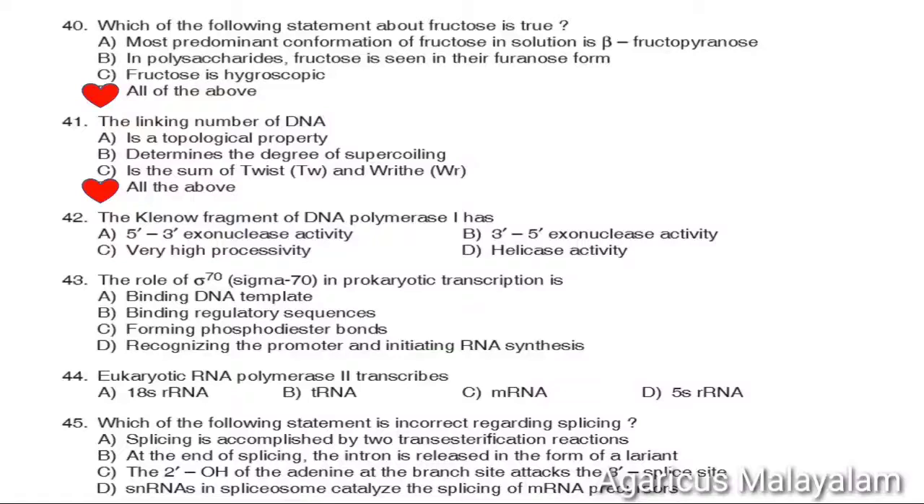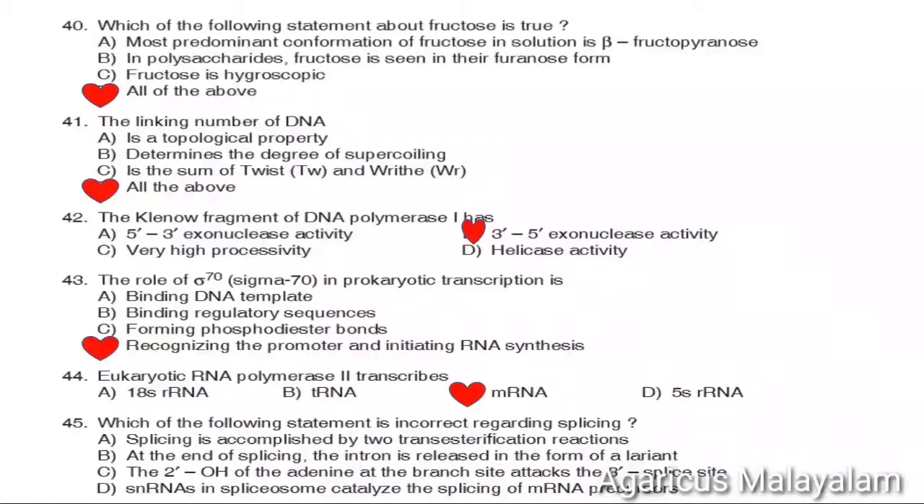42. The Klenow fragment of DNA polymerase 1 has. Option B, 3' to 5' exonuclease activity. 43. The role of sigma 70 in prokaryotic transcription is. Correct answer is option D, recognizing the promoter and initiating RNA synthesis. 44. Eukaryotic RNA polymerase 2 transcribes. Correct answer is option C, mRNA.